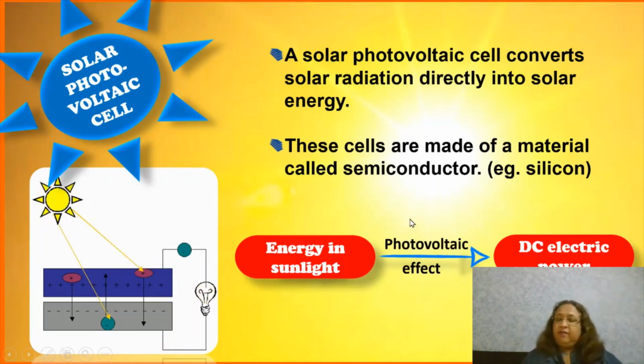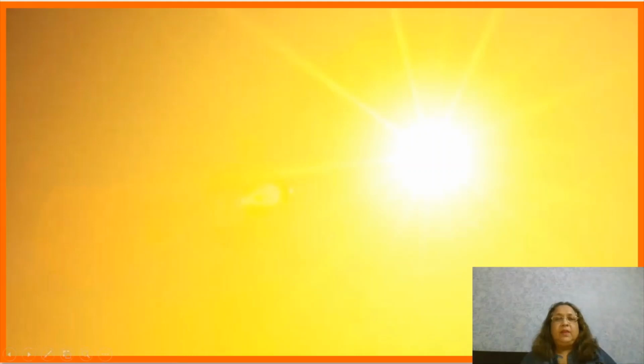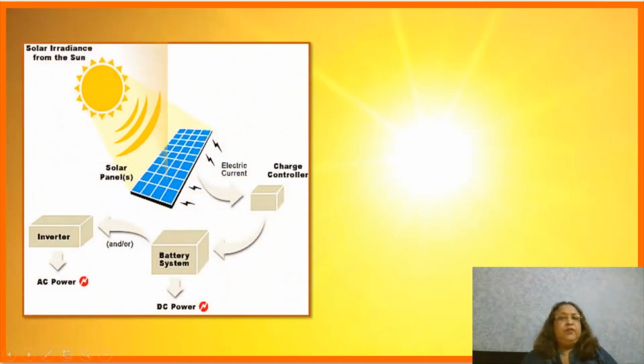So here we don't have to do anything apart from placing those solar panels, installing them, and then your energy from sunlight directly changes to direct electric current. Now, if you look at this picture, the radiation from the sun falls onto this solar panel, okay, and then DC power is made into this battery.